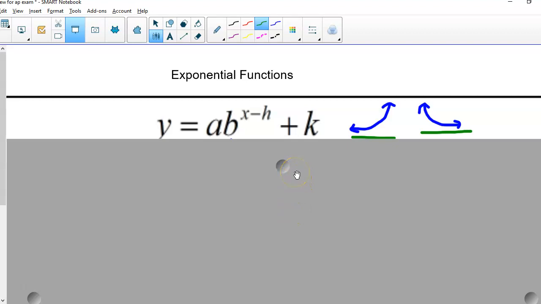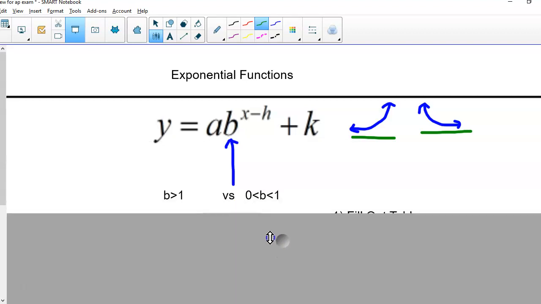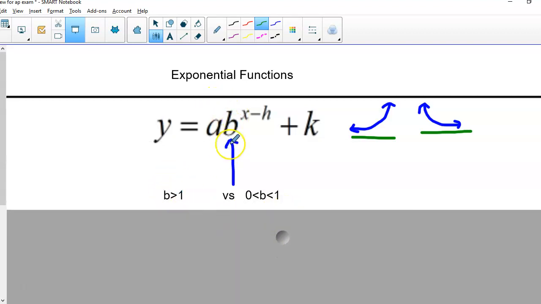What makes something an exponential growth function versus an exponential decay function? By looking at the function, you want to look at this b value right here. If this b value is greater than 1, we have exponential growth. If this b value is between 0 and 1, we have exponential decay.